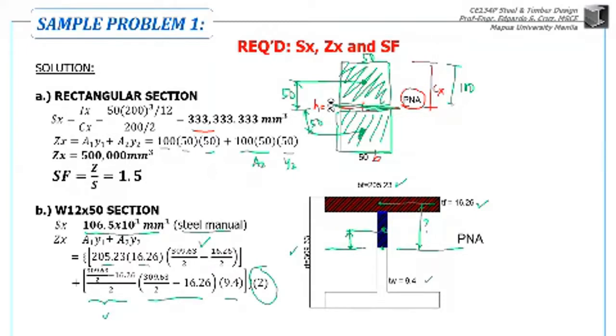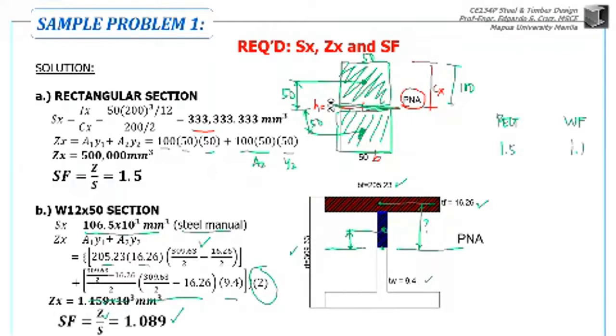And that gives us the Z of x, 1.159 times 10 to the 3. Then solving for the shape factor of the wide flange section, getting the Zx divided by the S of x, lumabas 1.089. Anong ibig sabihin ng shape factor? Tingnan nyo. Kapag rectangle, ang shape factor niya is 1.5. Samantalang pagka wide flange section, ang shape factor niya is around 1.1 lang.